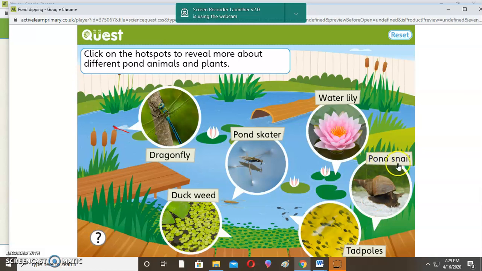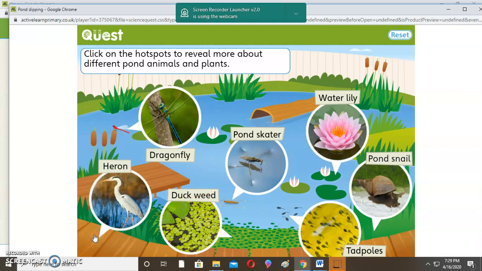That is a pond snail. Remember that I told you to try and think of things that you can find in a pond. A pond snail is one of them, along with tadpoles, water lily, pond skater, dragonfly, duckweed, and the last one. What do you think this is? Let's find out. It is a heron. So we can also find birds. A heron bird can also be found in this region. Nice. So now let's continue.